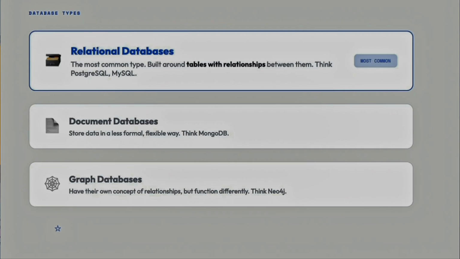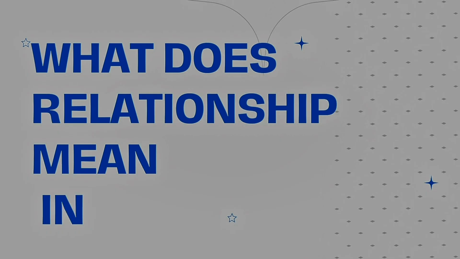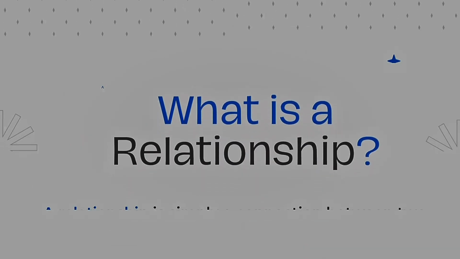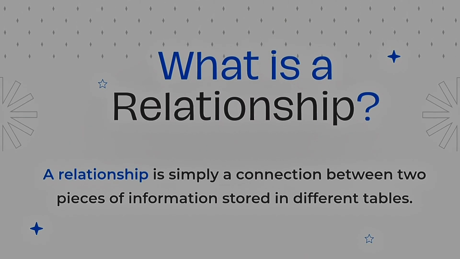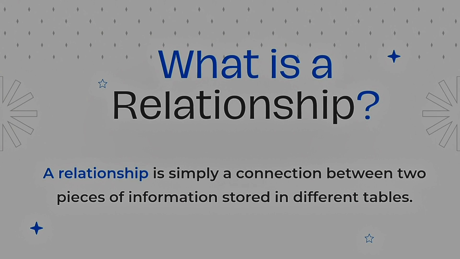But relational databases are the most common type of database, and they are specifically designed around the concept of tables with relationships between them. So now, what does relationship actually mean in a relational database? A relationship in a database is simply a connection between two pieces of information that are stored in different tables.